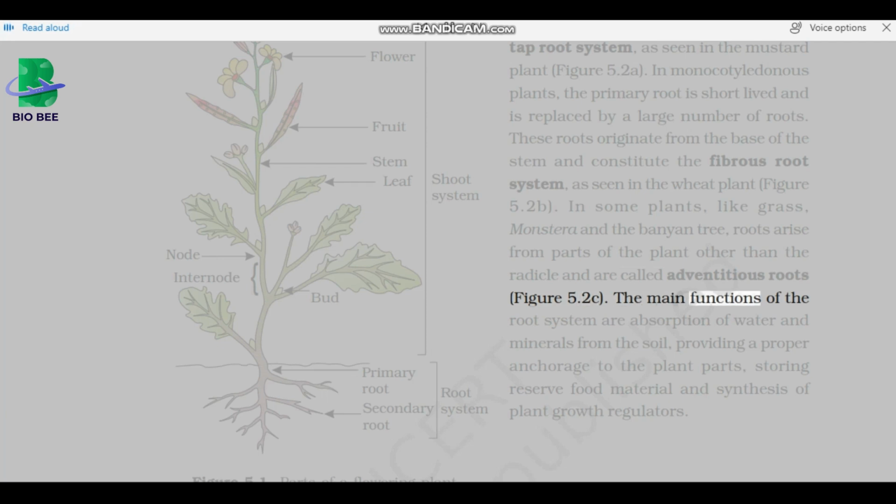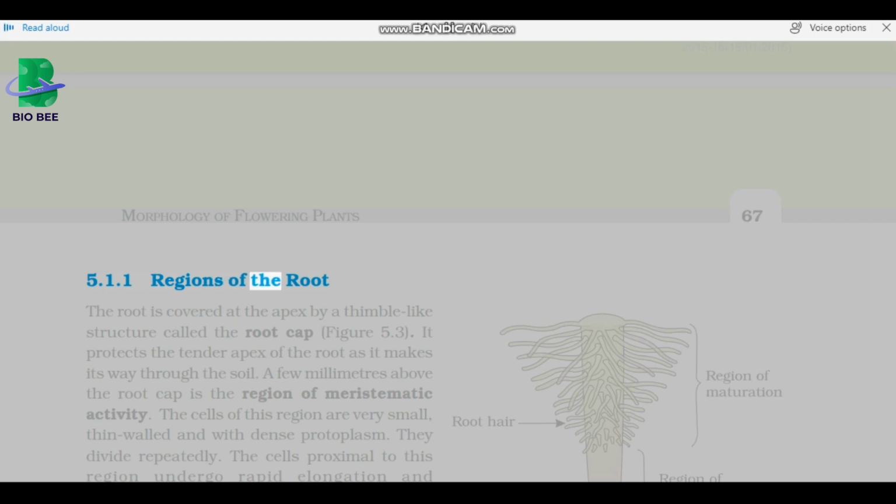The main functions of the root system are absorption of water and minerals from the soil, providing proper anchorage to the plant parts, storing reserve food material, and synthesis of plant growth regulators. 1. Regions of the root. The root is covered at the apex by a thimble-like structure called the root cap, figure 5.3. It protects the tender apex of the root as it makes its way through the soil.